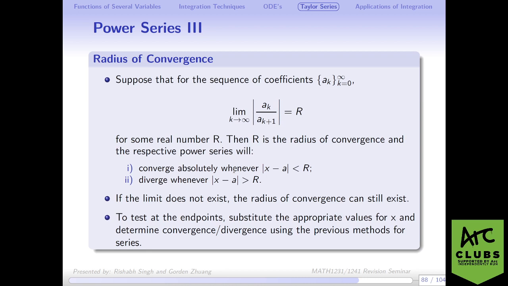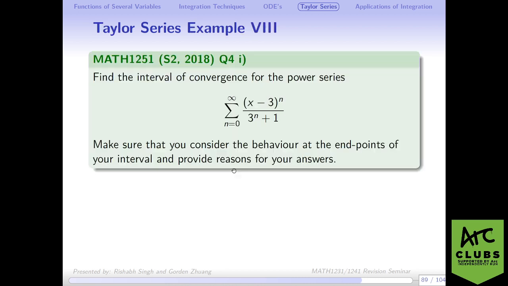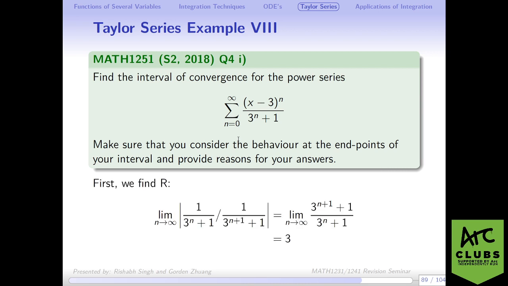So I have an example of this. Find the interval of convergence for this power series. So we find the limit of, in this case, the coefficient is 1 over 3 to the n plus 1. So find this ratio of a_n over a_(n+1).